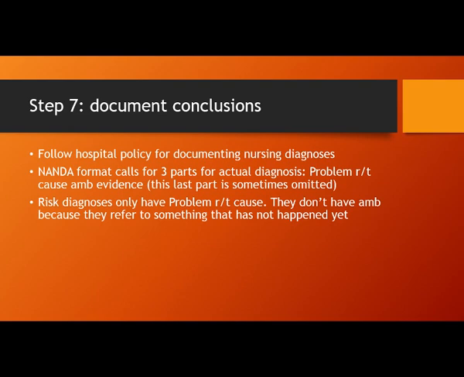Risk diagnoses. They will only have a problem related to a cause. They don't have as manifested by, because a risk diagnosis is something that has not actually happened yet, so you don't have any evidence for it. You just have a cause that puts the person at risk, but you don't have the evidence yet because it hasn't happened.